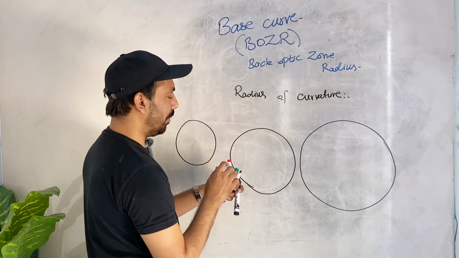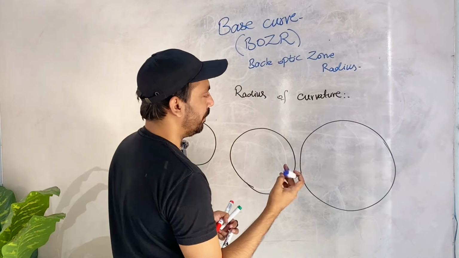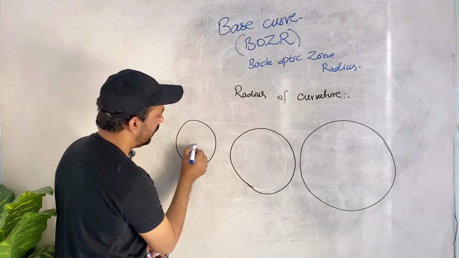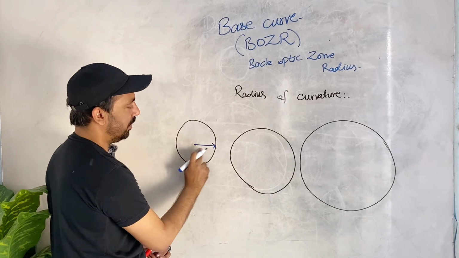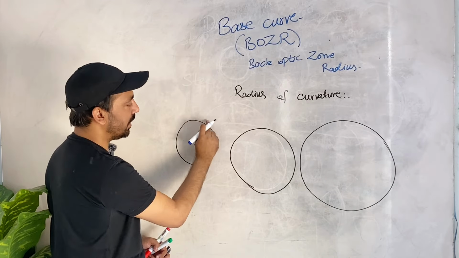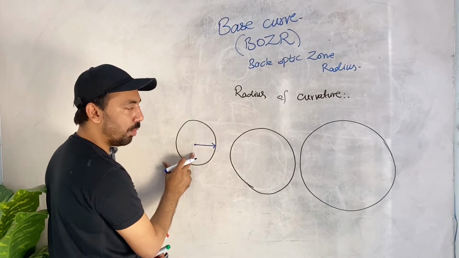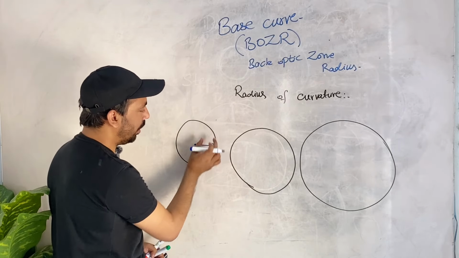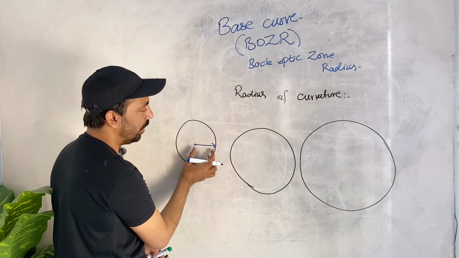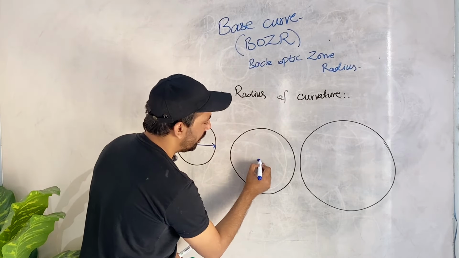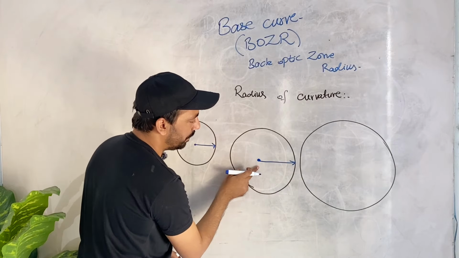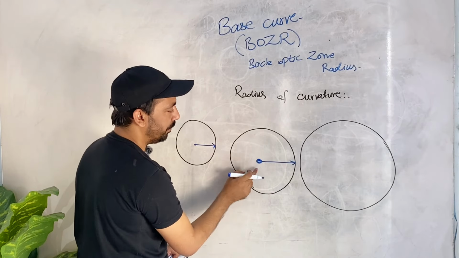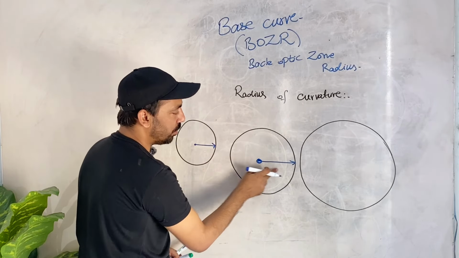So what is the concept of the base curve? You know very well that in a smaller circle, this line is representing the base curve. So you see, if the circle is small, the base curve is small. As you can see, this blue line is representing the base curve. If the circle gets bigger, you see the line is bigger now, right? So we conclude that if we increase the size of the circle, the base curve is increasing.